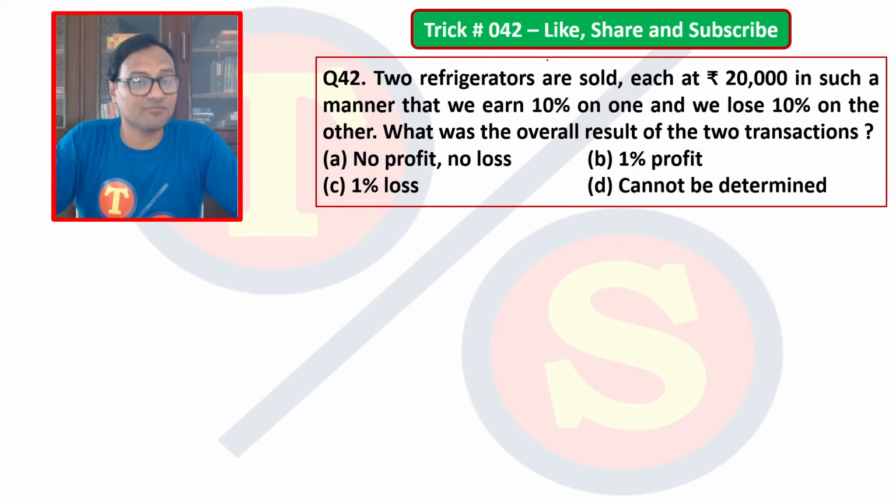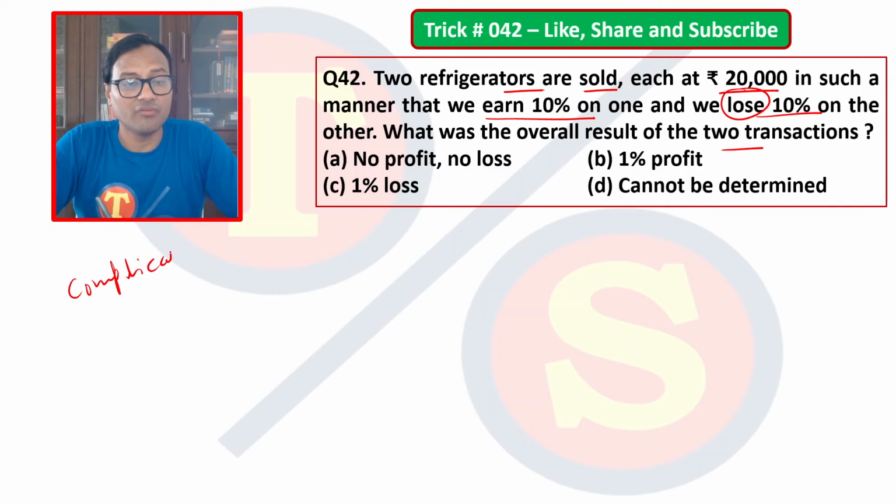After that, question number 42. Two refrigerators are sold each at rupees 20,000, in such a manner that we earn 10% on one and 10% loss is there on the other. So what was the overall result in the two transactions? Now this question, if you try to solve it by using the assumption method or any other technique, always becomes very complicated, right? Very complicated.